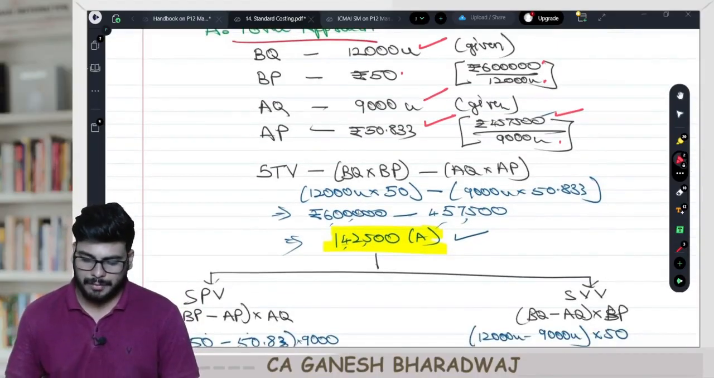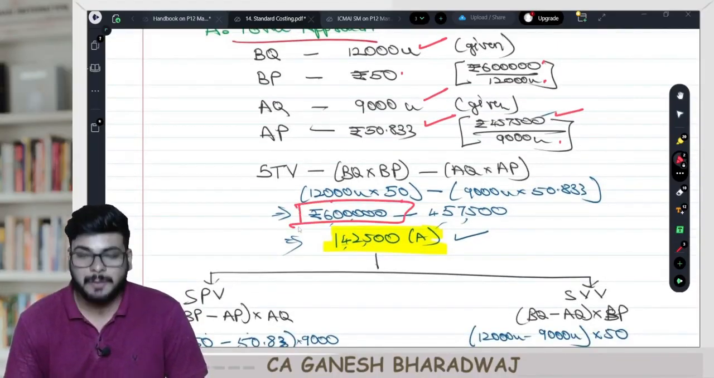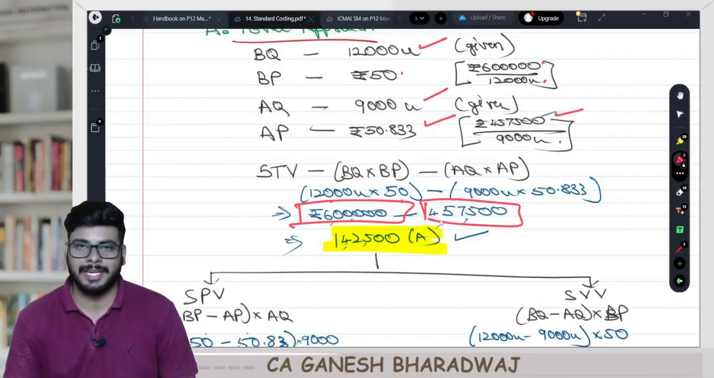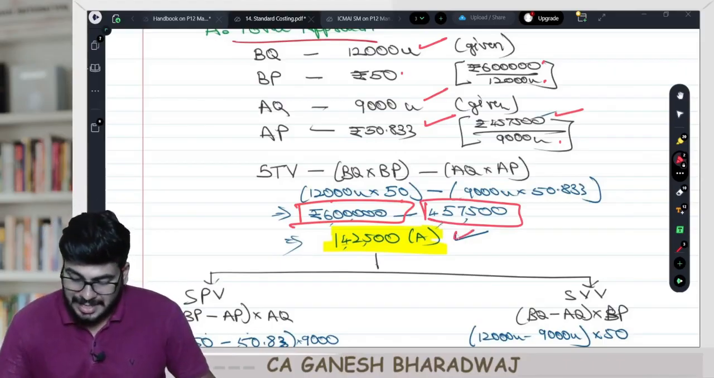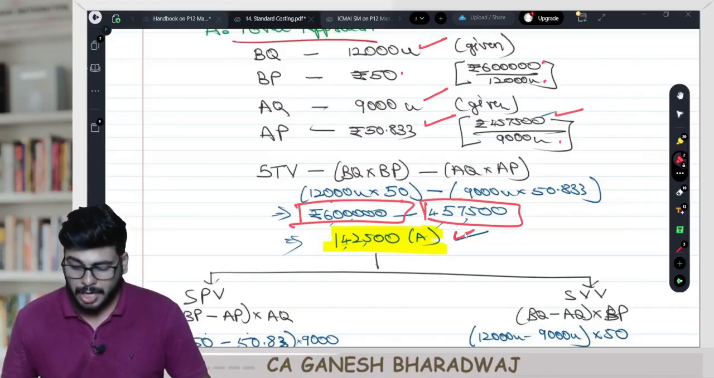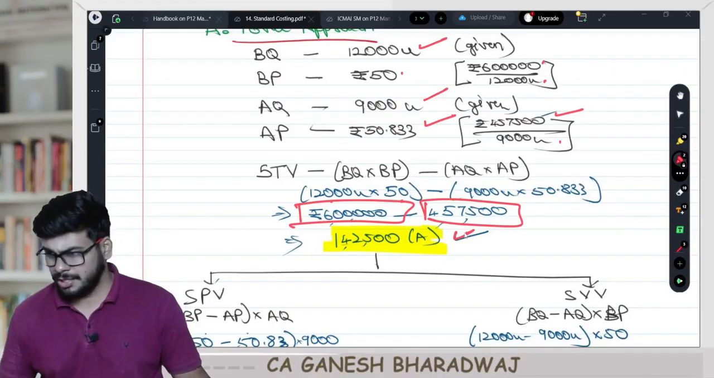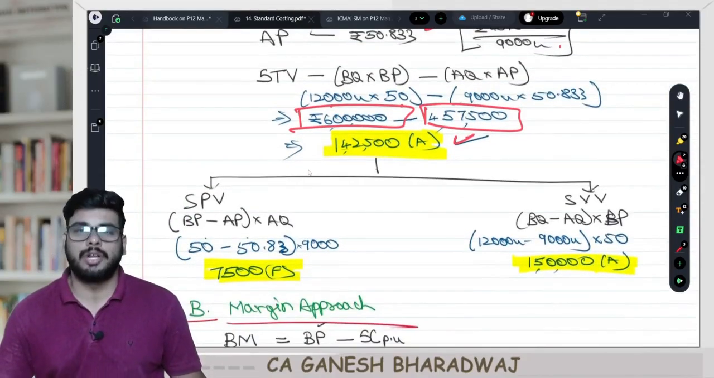Now sales total variance, budgeted quantity into budgeted price, 12,000 into 50. I was expecting to generate a sales turnover of how much? A turnover of 6 lakh, but I actually ended up getting a turnover of only 4,57,500. Basically, my sales has dropped by how much? 1,42,500 rupees adverse. Now, what is the root cause for this? Bifurcated into two, the price and volume variance.